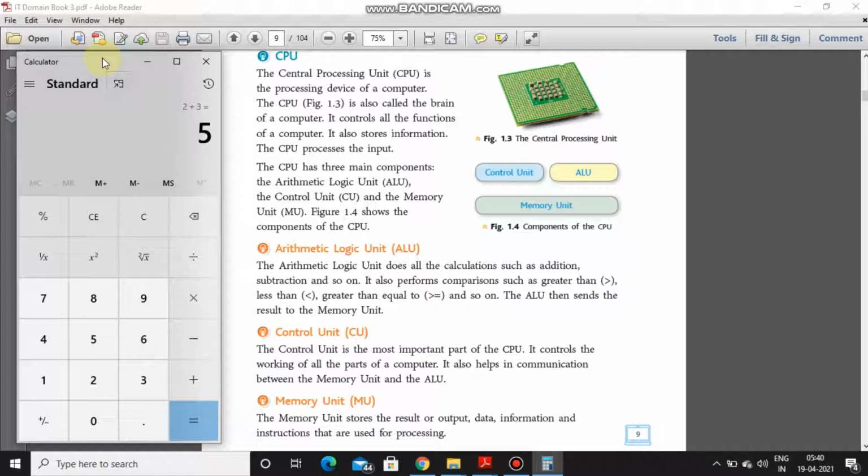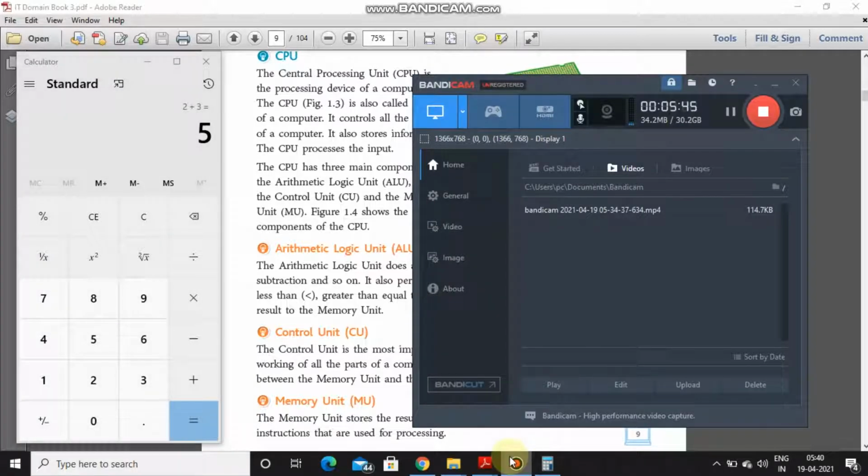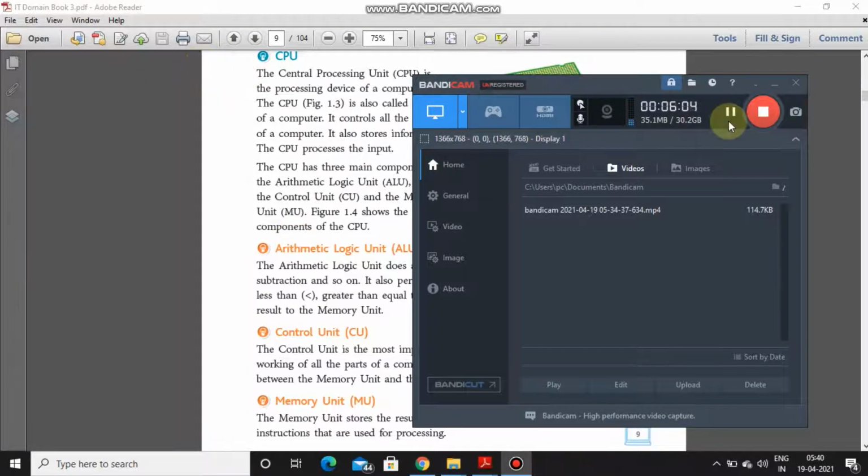So what has happened? I provided the inputs 2 and 3 to the computer. It processed them. Process means it added them up, or whatever the instruction is, it performed according to the instruction. Once the process was done, it generated an output which is shown on the screen. That's 5. So this is IPO, that is input processing output.